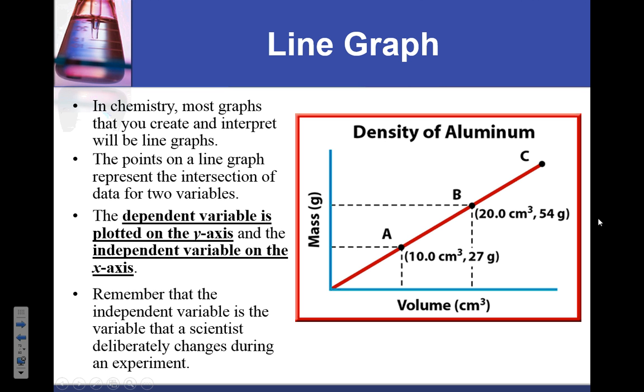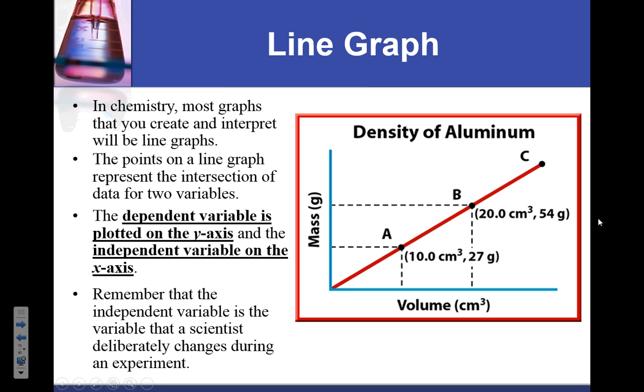It really just depends on what we want to get out of it. In chemistry, most graphs that you create and interpret are really going to be line graphs. The points on the line represent the intersection of data between two variables. So at this mass, what is its volume? At this mass, what is its volume? Those give us graph data points on this graph.